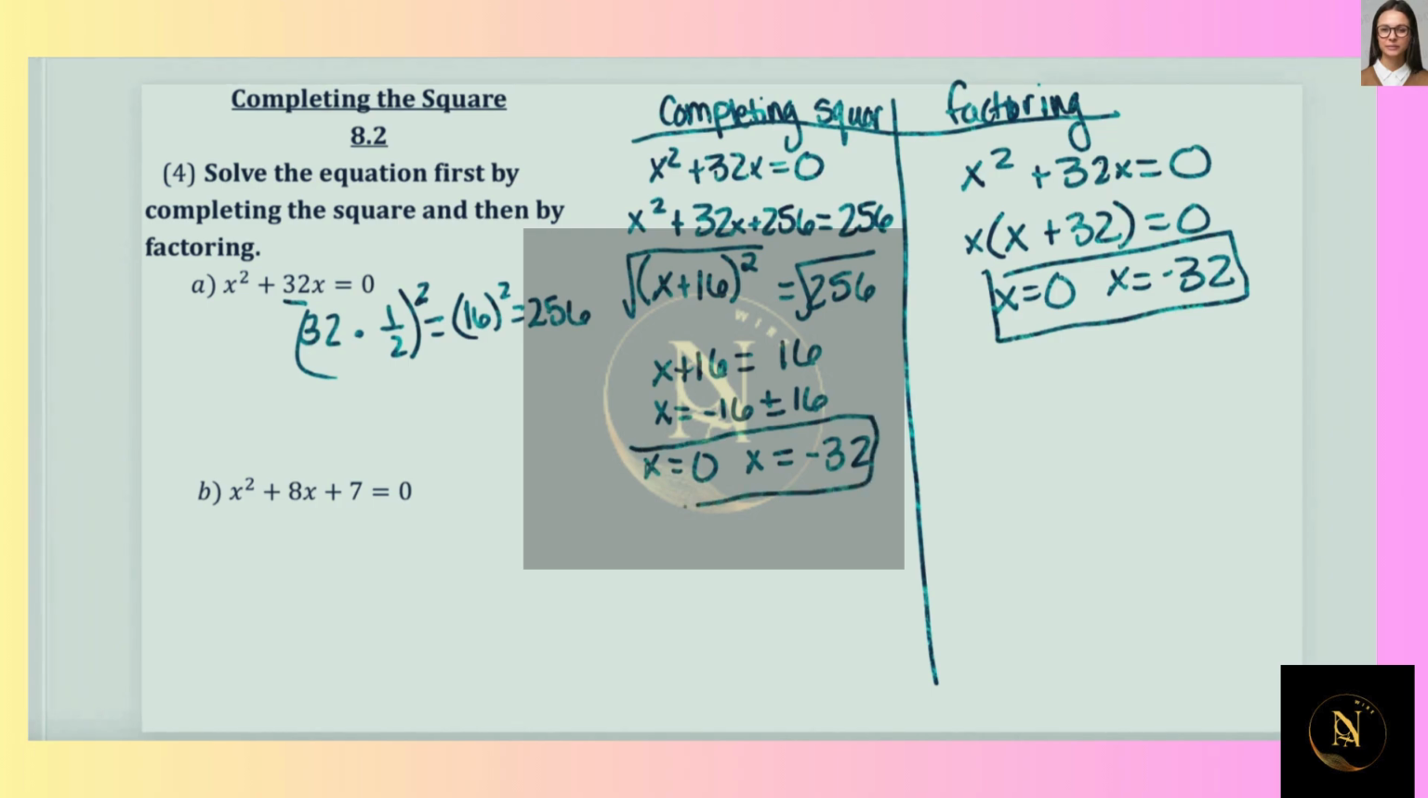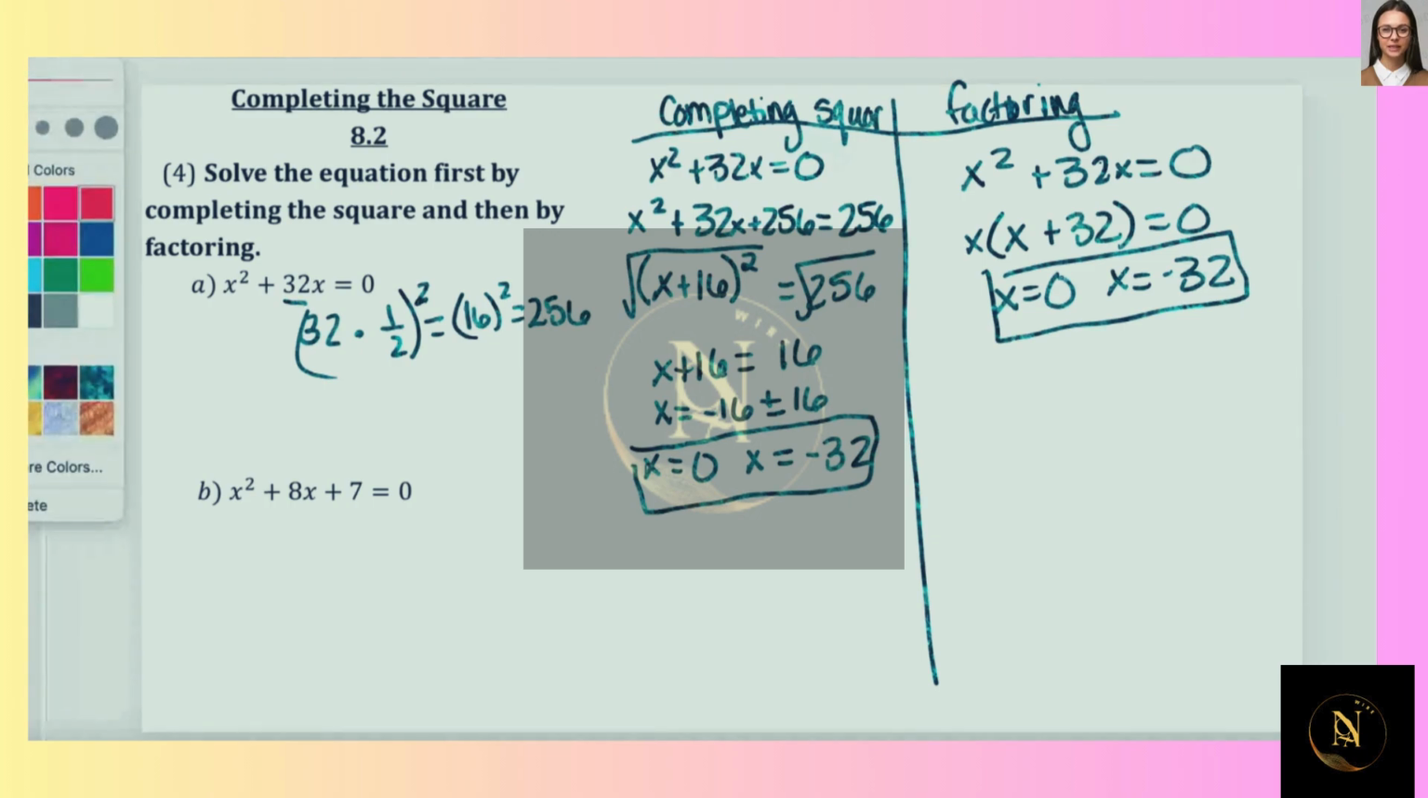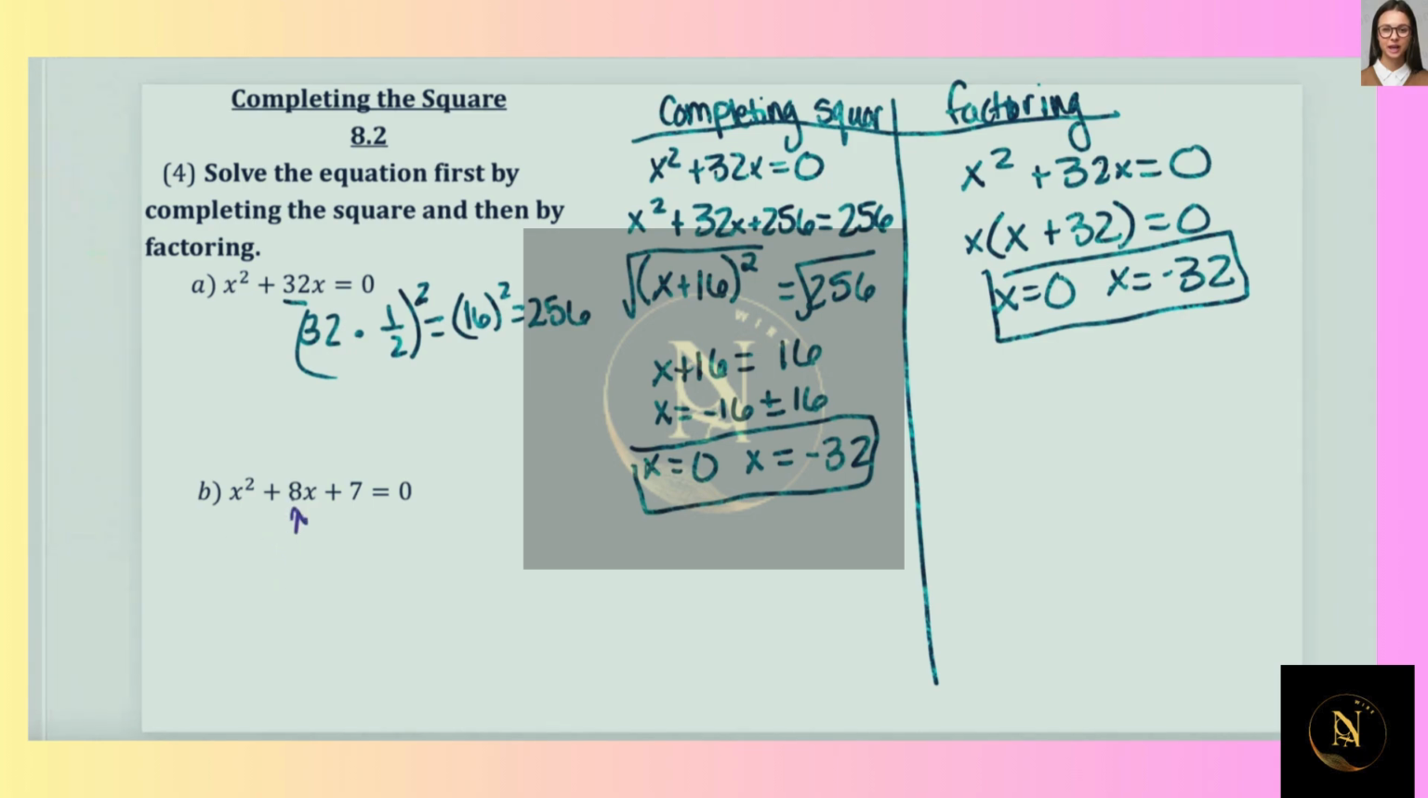Now I'm just going to change my color so that it doesn't seem too confusing. Let's change it to purple. So I'm going to do completing the square first. I'm going to take b, which is 8, multiply that by 1/2, and then square it. So 8 times 1/2 is 4. Then 4 squared is 16.